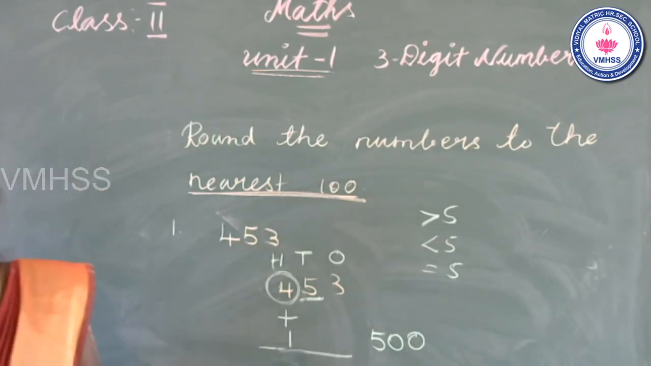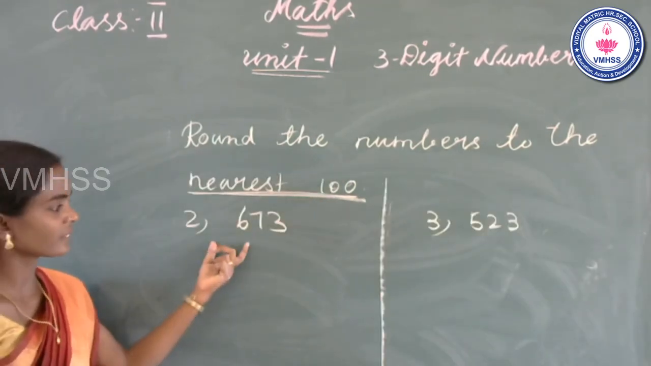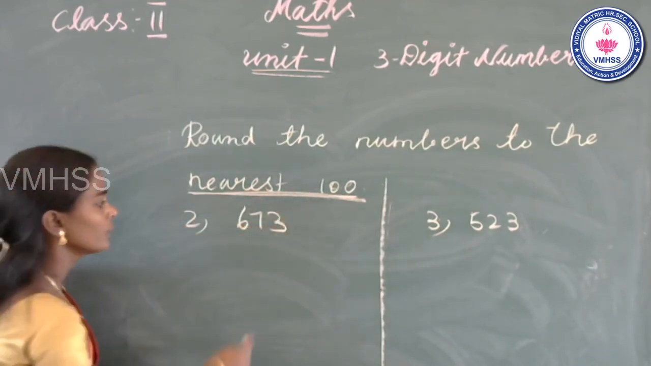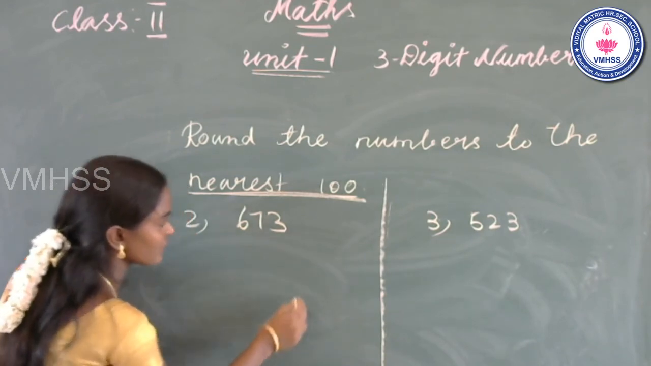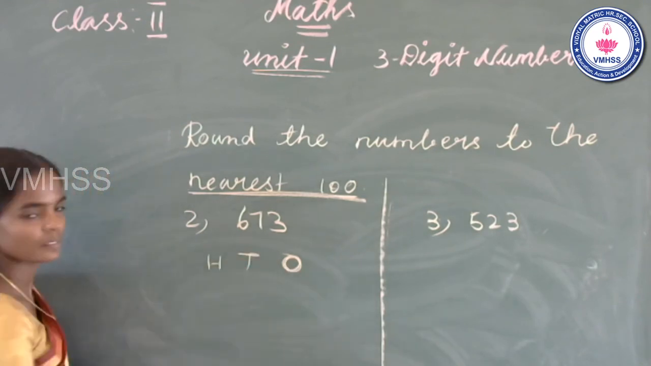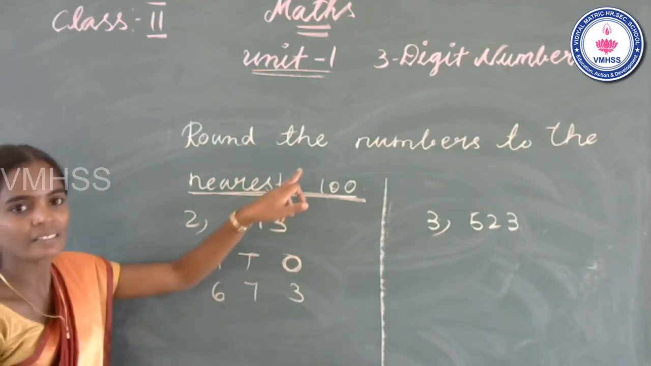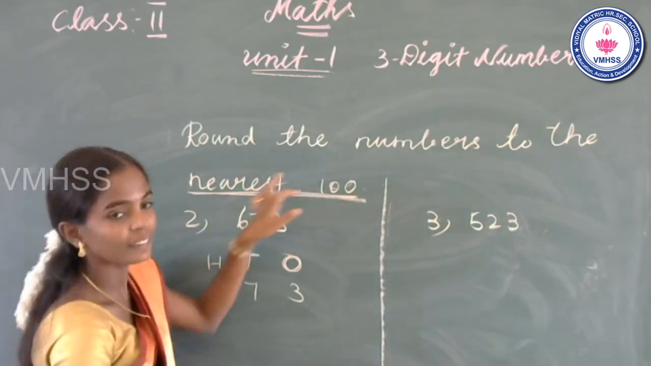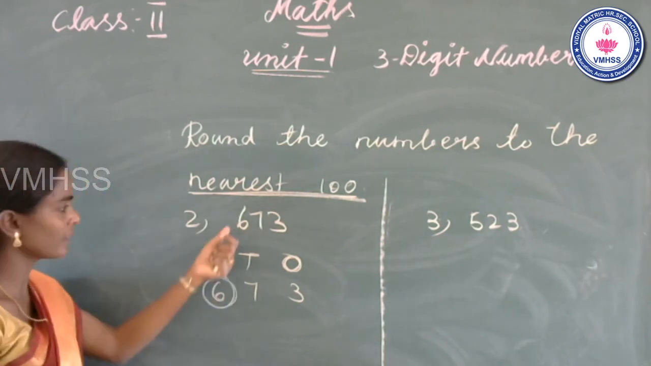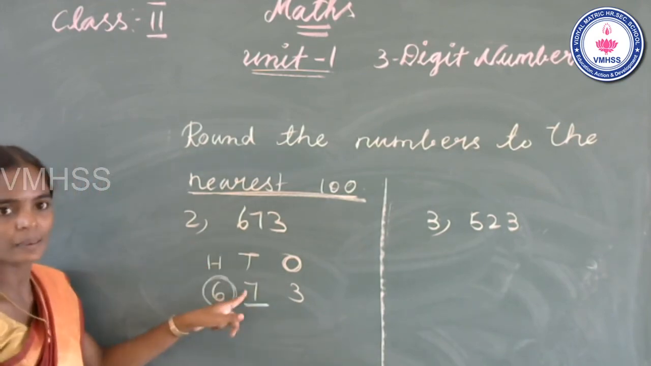Okay. Next one. The next number is 673. This goes to nearest 100. So first we write the place values: ones, tens, hundreds. Circle the 100 place number. The 100 place number is 6. Next we look at the tens place number. The tens place number is 7.